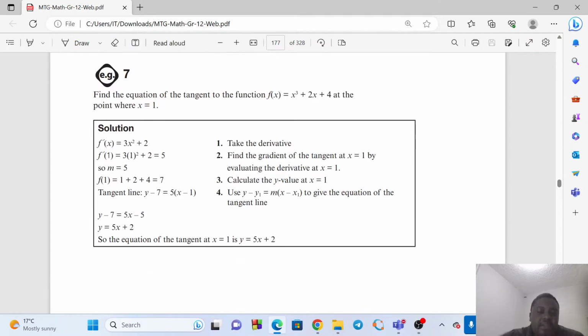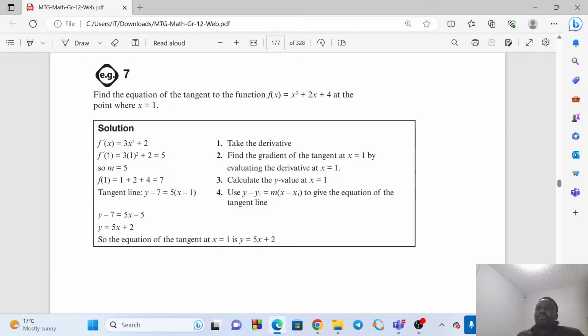For example, in this example here, I'm just going to demonstrate a little bit with it. If you have f prime of x is 3x squared, with f cubic there, then f prime of 1 you will see is 5, then your m is 5, then f of 1 is 7, then the tangent line is y minus 7 equals 5 in brackets x minus 1. So that's fine. After that, we get the equation of a tangent.